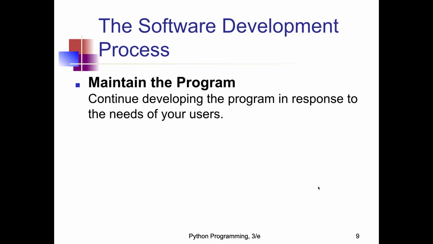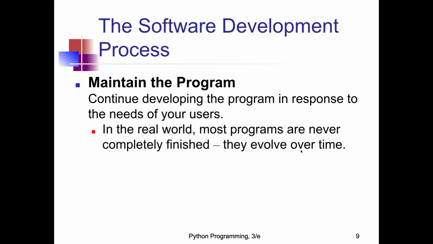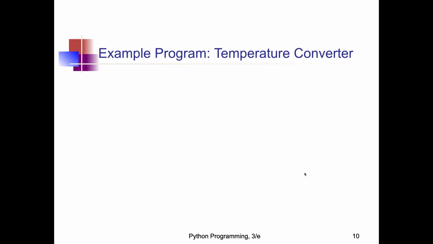And the final step is maintain the program. Maintain program basically says continue developing the program in response to the needs of yours or of your users over the years. In the real world, most programs are never completely finished. They usually evolve over time. Okay, in the next video we're going to look at an example called temperature converter.